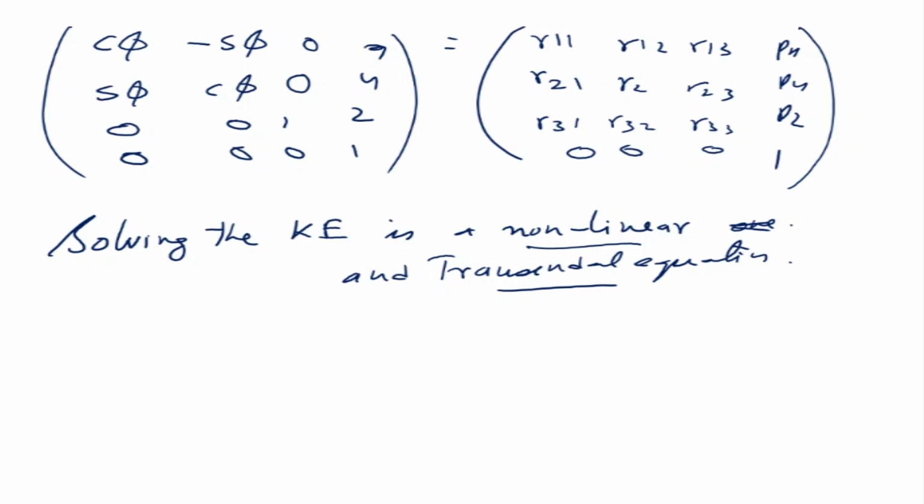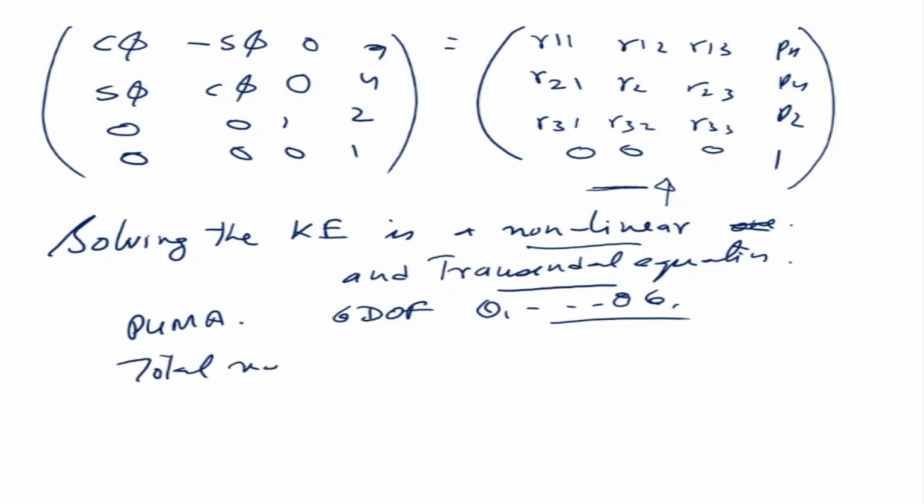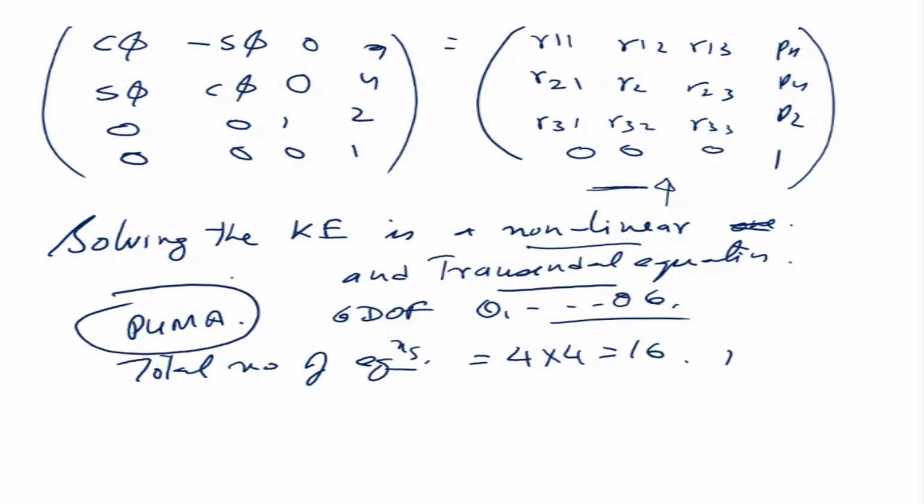Now let's look at this with the example of the Puma robot. Okay, so we talked about the Puma robot, which had 6 degrees of freedom, because that means there are 6 thetas. So we have theta 1 to theta 6. Okay, and we saw that this final matrix comes out in all different terms. Okay, now how many equations are there? So the total number of equations is equal to 4 by 4, which is equal to 16. And how many variables are there? In the case of the Puma, there are 6 variables.